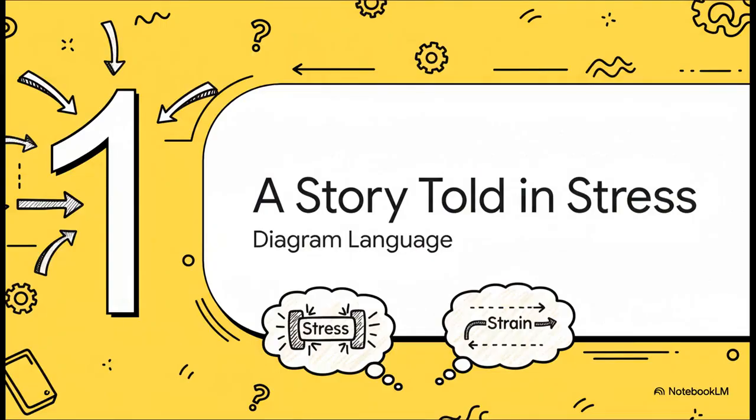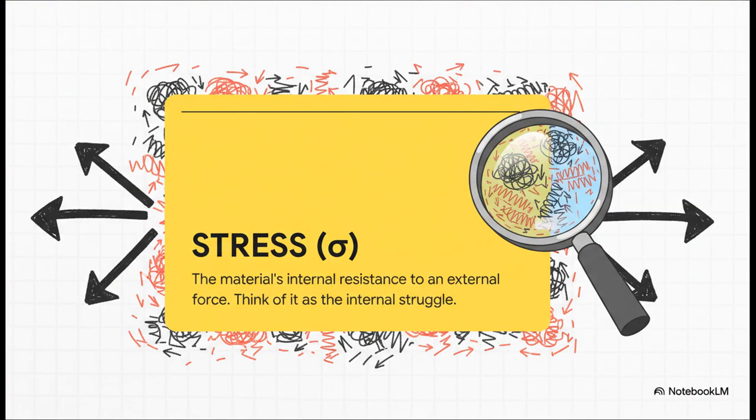Now, to read this story, we first have to learn the language. And it really all comes down to two key words, stress and strain. So let's break them down. So first up, we've got stress. Now, when you pull on a rubber band, the stress isn't the pull you're feeling. It's the force happening inside the material fighting back against you, spread all across its internal structure. It's that material's inner battle to hold itself together.